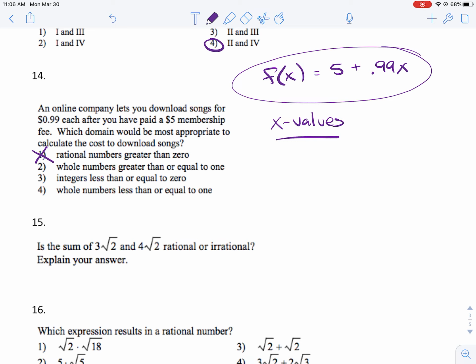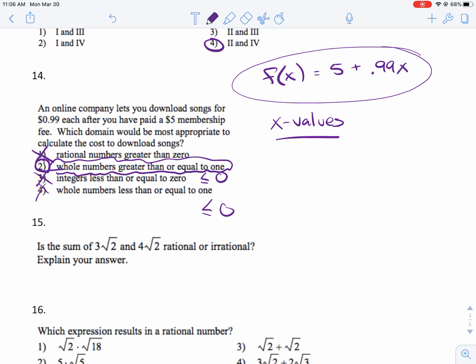Okay? So let's talk about what we have left. So we have whole numbers and we have integers. Let's look at the integers part, because integers got me questioning, because integers involve negative numbers, and we don't want negative numbers, and it says integers less than or equal to 0. Which means we want integers less than or equal to 0, which makes no sense. Why would we download songs less than or equal to 0? So that one's out. So it has to be this one. Whole numbers less than or equal to 0 wouldn't make any sense. So whole numbers greater than or equal to 1.